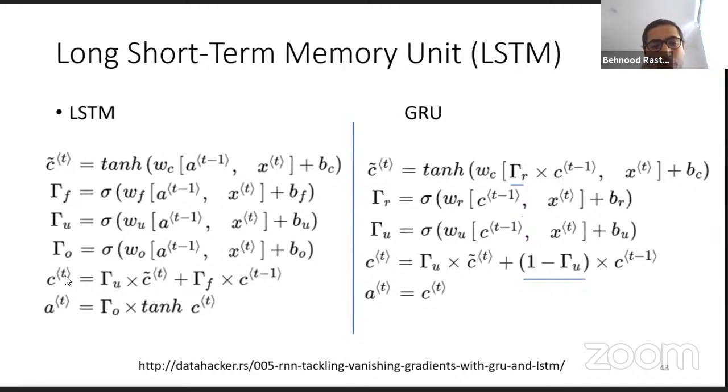Another difference is the output gate, which also has its own weights and biases. And you see AT is computed as the output gate times tanh of CT. So as you see, there are some similarities here, and it's better to move step by step to understand LSTM and the differences between these.